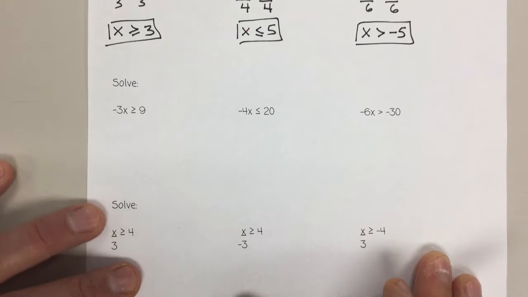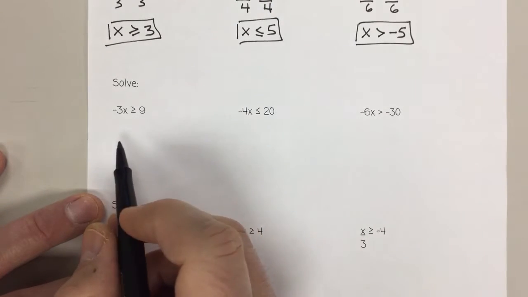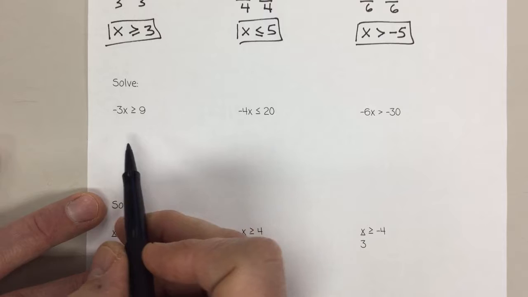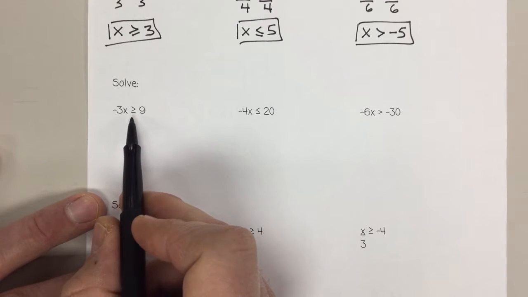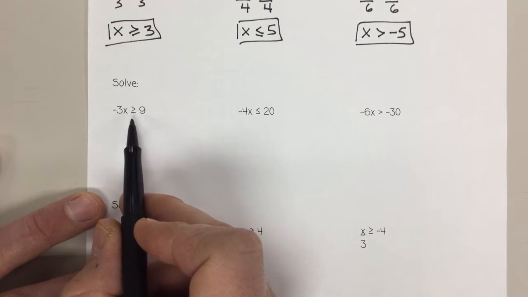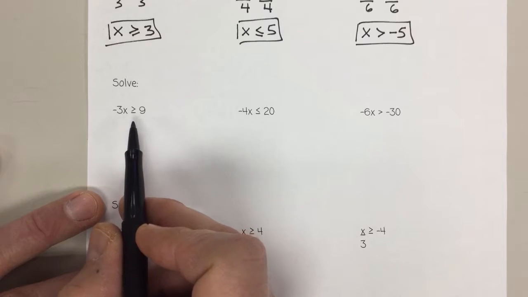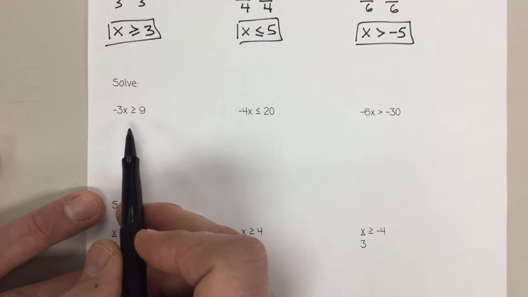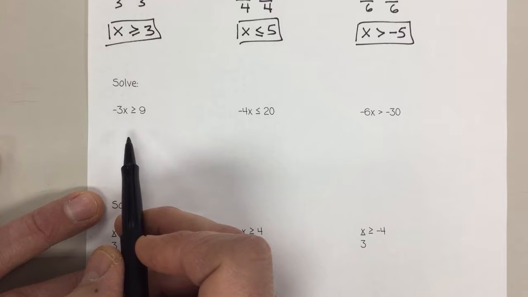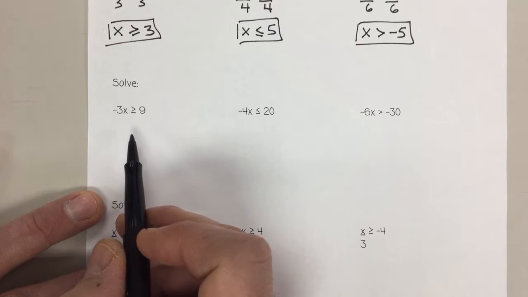Now, here's the wrinkle. Sometimes when solving a one-step inequality, we will need to change the direction of the inequality symbol. And that is any time that we need to multiply or divide by a negative number to solve the inequality.